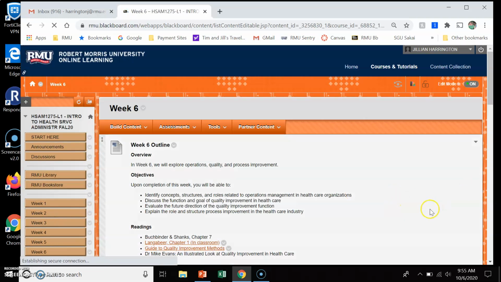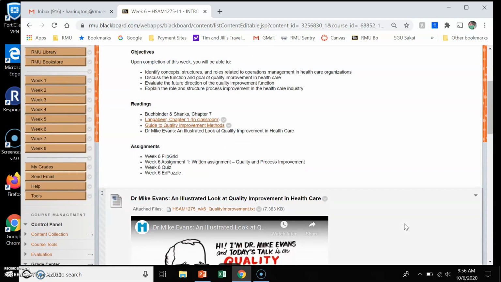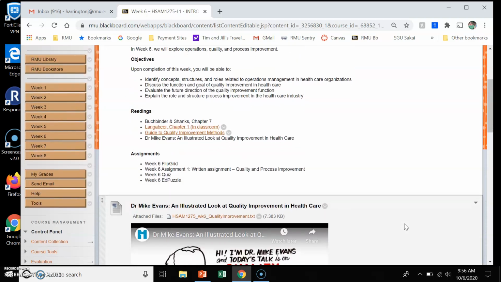So this week, week 6, we are moving into operations, quality management, and process improvement as our topic for the week. Again, you'll just get a touch of it in this class. You'll get 2 weeks of this area in either 2300 or 2350, and then there's a whole class on quality improvement. So you get lots of quality improvement, which is important because it's one of the main focuses of administration in healthcare today: quality and patient safety. So really important areas.